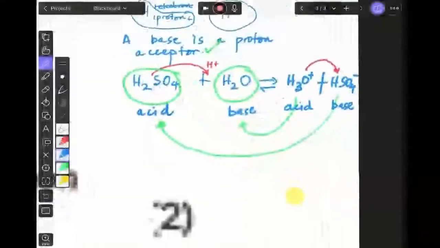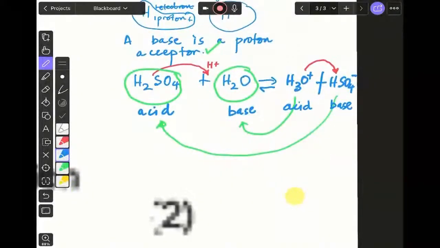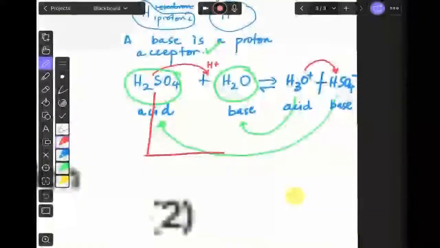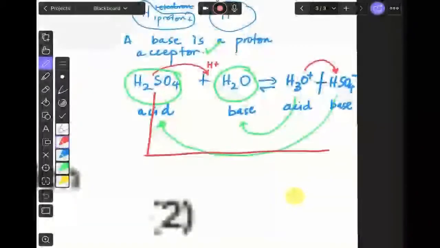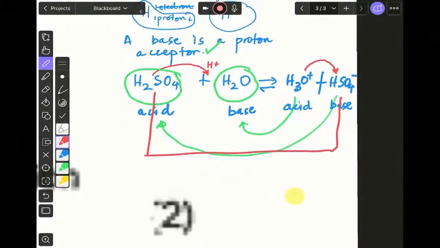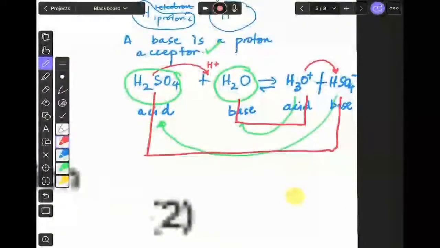So when I look at an acid being a proton donor and a base being a proton acceptor, I just need to remind you that the H2SO4 over here and the HSO4 minus is what we call a conjugate acid-base pair. And the water and the H3O plus is my other conjugate acid-base pair. So those are conjugate acid-base pairs.